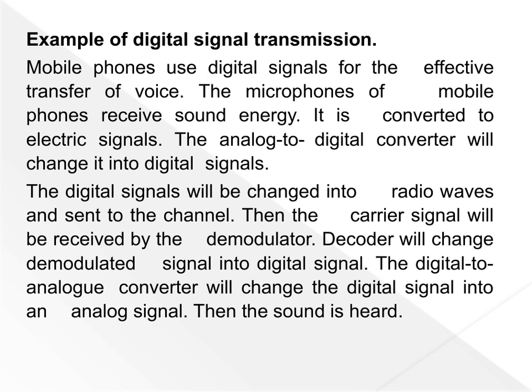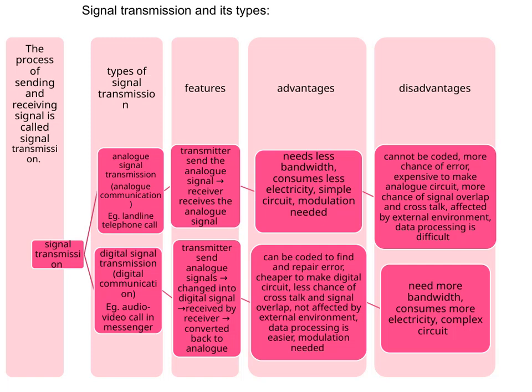Let's take a closer look at signal transmission and its types. When we talk about signal transmission, we're essentially discussing how information travels from one point to another in a communication system. This is a fundamental aspect because the effectiveness of any communication depends on how well these signals are transmitted. There are two main types of signal transmission: analog and digital.